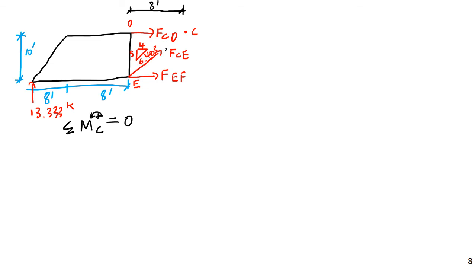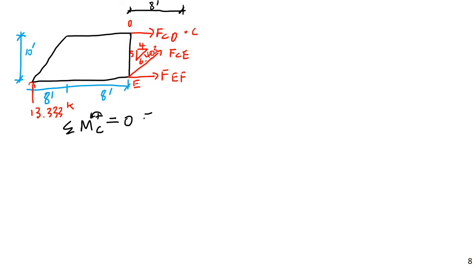But how did I notice some moments there? Again, I know that FCE and FCD, because both of these members go through point C, neither of them will generate a moment about there because the line of action of their axial force goes through point C. So I can just sum moments about C, and those two forces have no moment arms, so they just go away, poof, they're no longer here.